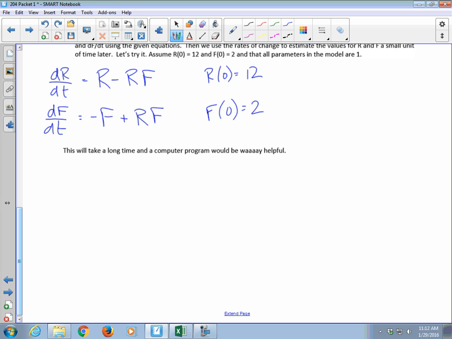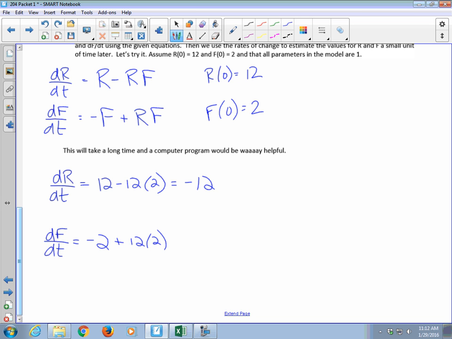I need more space, sorry. Okay, so dR/dt is now going to be R minus RF. I'm going to replace my R's with 12s, which is negative 12. And then dF/dt is negative F plus RF, so it's going to be negative 2 plus 12 times 2, which is 22.